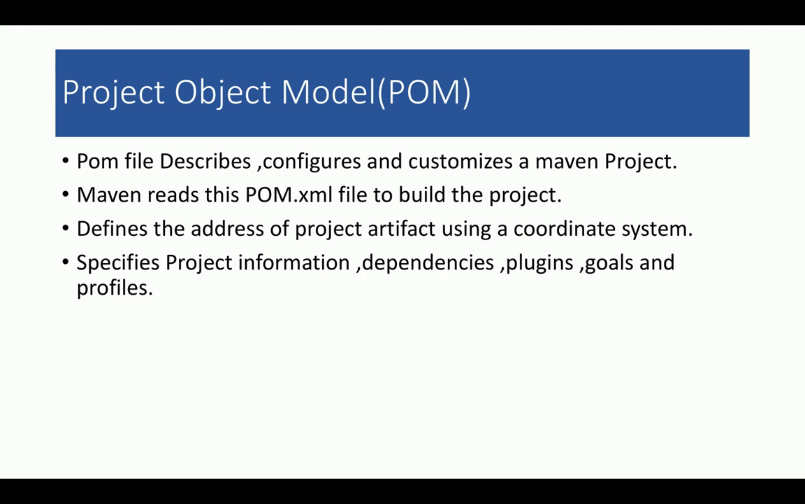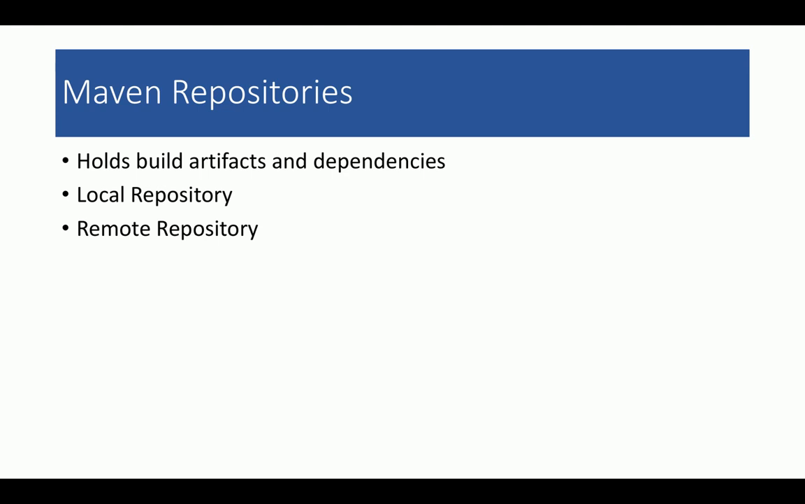Coming to the next feature, we have Maven repositories. Maven repositories are for holding all the artifacts. There are two kinds of repositories in Maven: one is local repository and another is remote repository. So, how do we refer to a particular artifact? You might remember we have three things: group ID, artifact ID, and version. Using these three things, Maven refers to a particular artifact either in a remote repository or a local repository.